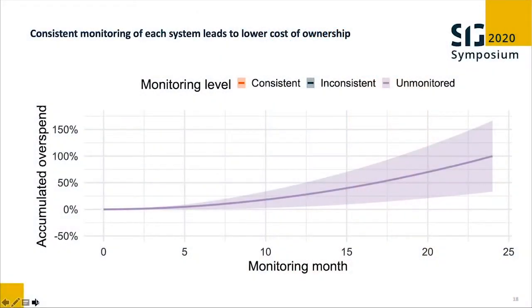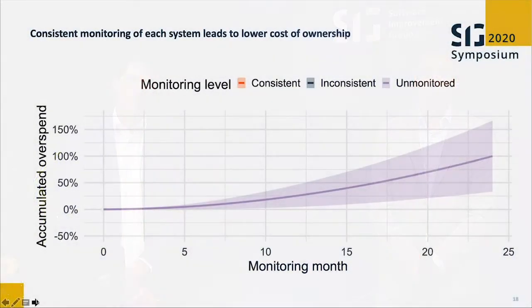So when we monitor, and then we can go to the next graph that we have, SIG is measuring the code base on a very regular basis through the development of a system. So in this graph, we've tracked several hundred systems over time for 2 years. So 24 months, which is what you see on the horizontal axis. And on the vertical axis, we have the amount of overspend that such a project has accumulated over time, right? Because their quality was lower than it should be.